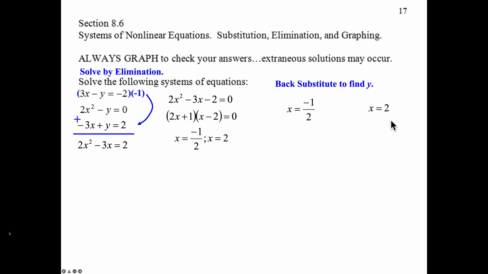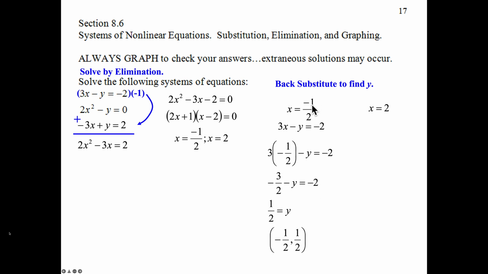So I'm going to take those two answers and do some back substitution. I'm going to use the linear equation, and you could use either one. Starting with this one, we'll put -1/2 in for x, which gives me 3 times -1/2 is -3/2. Solving for y, I'm just going to add the y over to the right. That makes it positive. Add the 2 over to the -3/2. Well, 2 would be the same as 4 over 2. So 4 over 2 minus 3 over 2 is 1/2. And that gives me the ordered pair -1/2, 1/2.